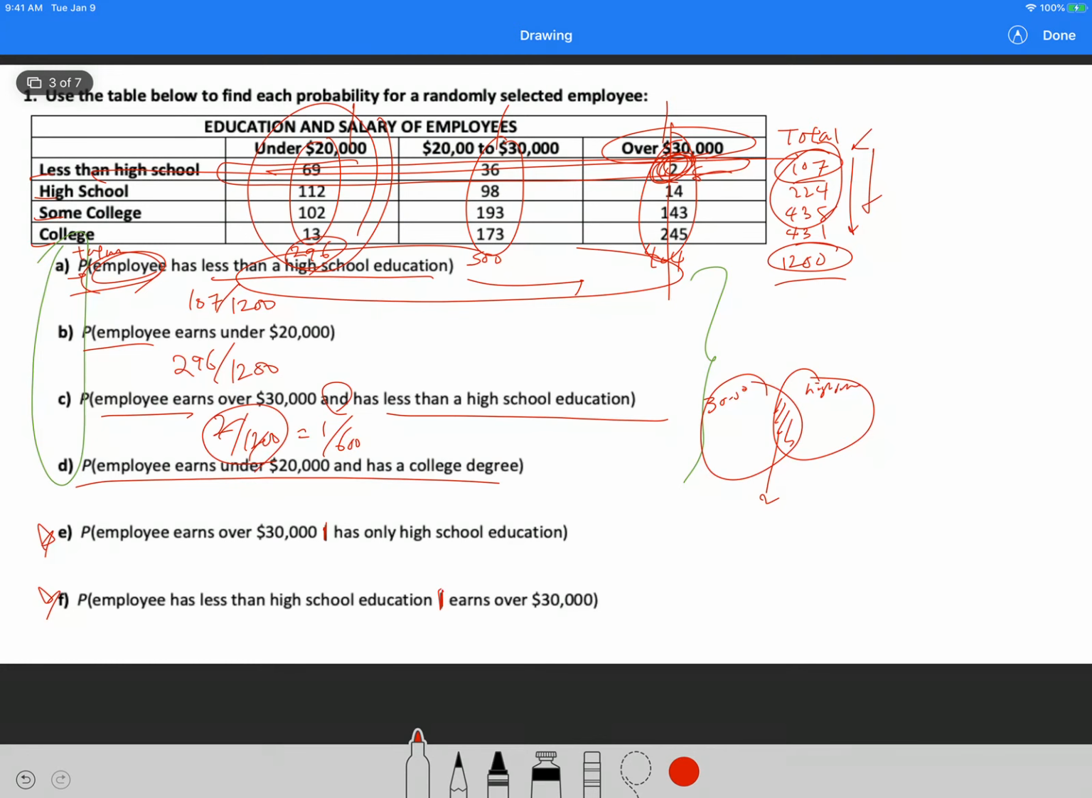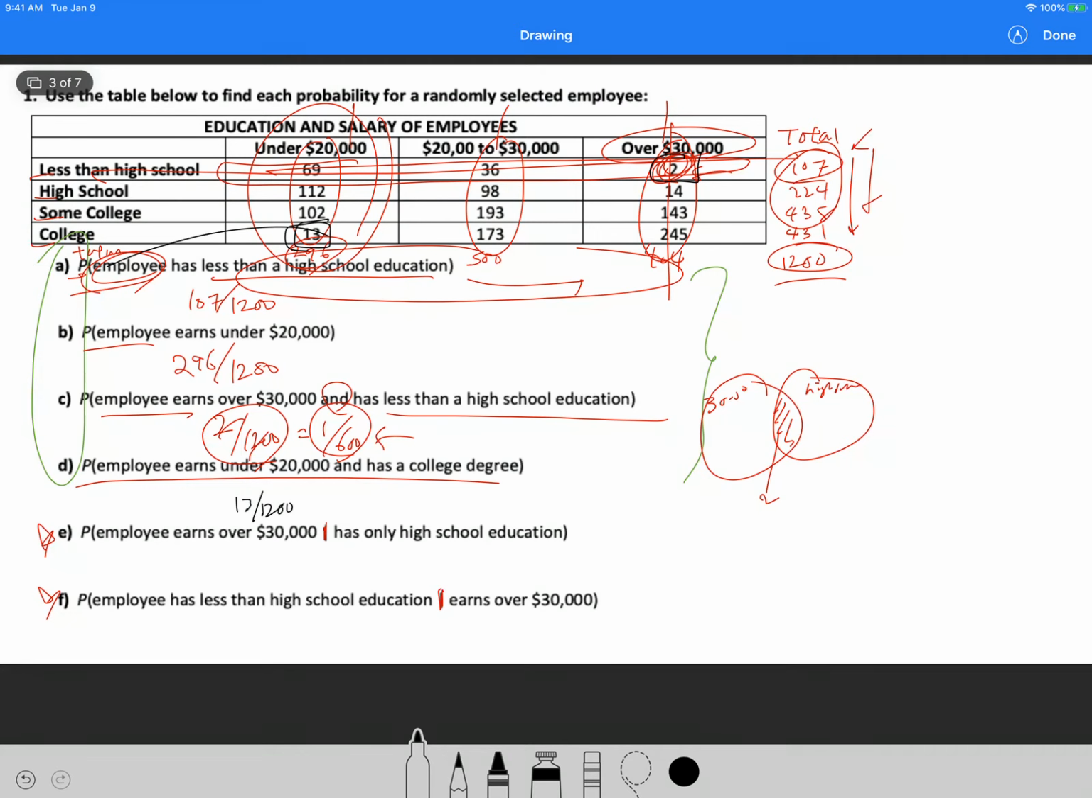It doesn't matter either way, but I do prefer the reduced version on the quiz and test, and I'll make sure you specify that. But for now, I just want you to understand how to do these questions. Probability that our employee earns under 20,000 and has a college degree. Well, that's literally the far end corner from this answer, so that's 13 out of 1,200.